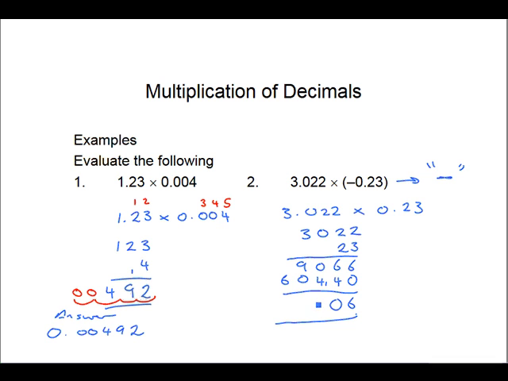Now what I need to do is put my decimal point back in, so I go back up to the question and I count how many digits are past the decimal point. There's 5, so I need to have 5 digits past the decimal point in my answer. So I count from the back end, if you want to call it that, and write my answer in. And there you are.